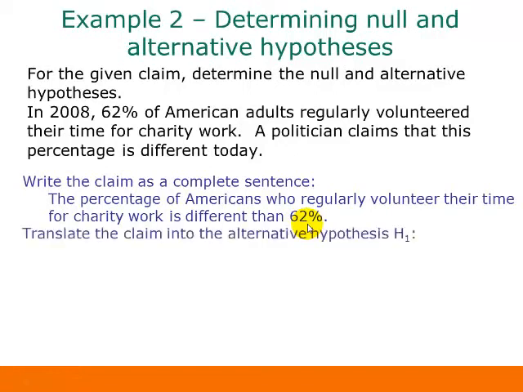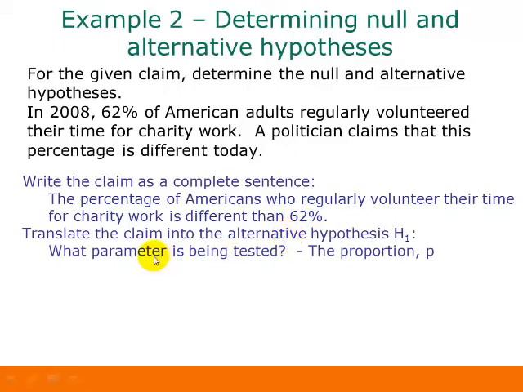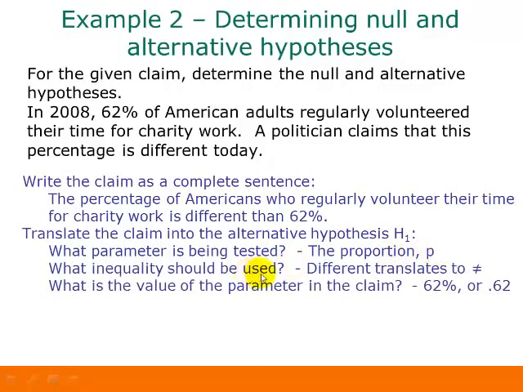Now we're going to translate this into our alternative hypothesis. So first, what parameter are we testing? Since we're talking about a percentage, that's the same as a proportion, and the notation we use for that is p. What inequality should be used? Different translates to a not equal to. And what's the value of the parameter in the claim? 62%. We're going to convert this to decimal, so we'll have 0.62.